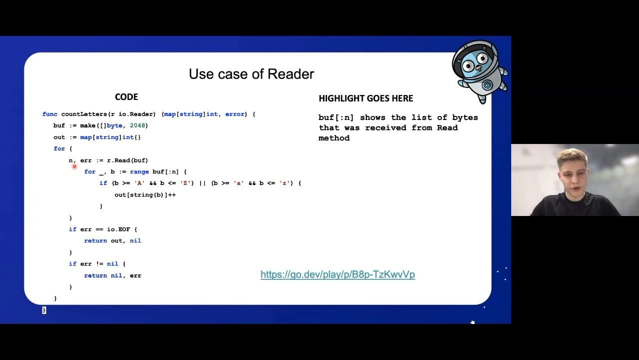We read from the buffer and check the range. Is it from capital A to capital Z or from small a to small z? In case it is in this range of letters, then we move this letter to our map and increment the count once. When we reach the end of file, we return the output. When we reach an error, in case something went wrong, for instance, we actually return an error.